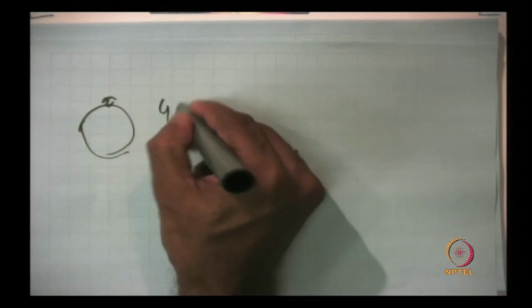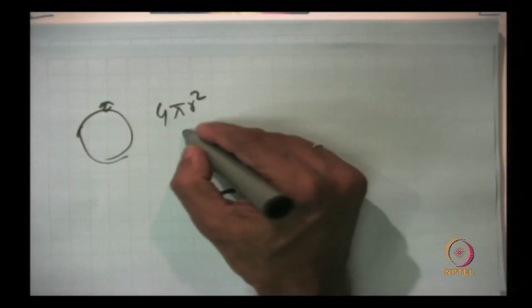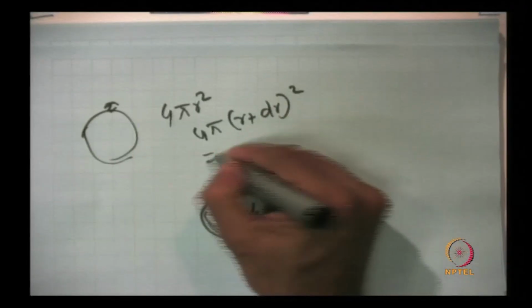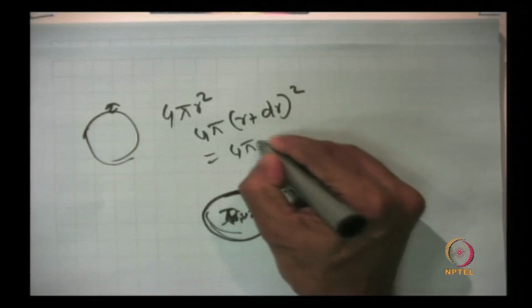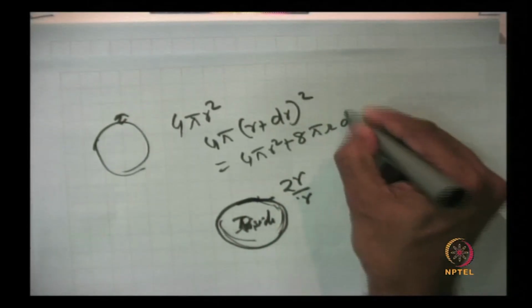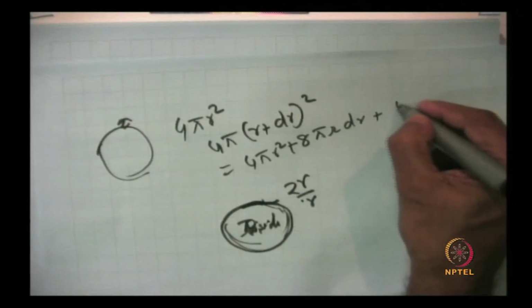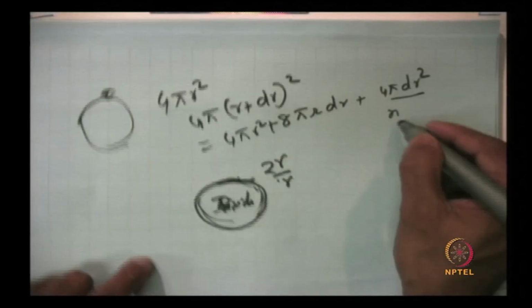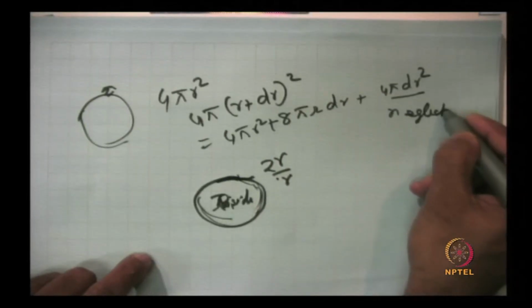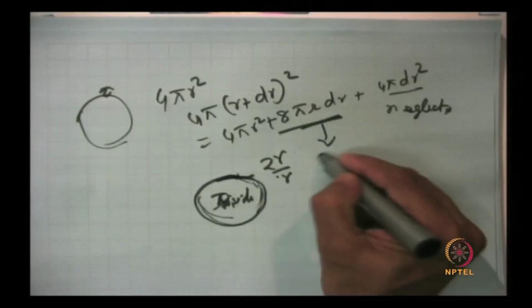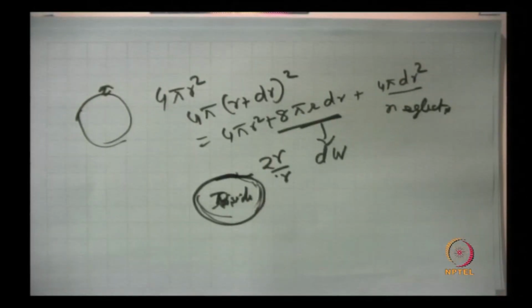It was 4 pi r square, now the area will become 4 pi (r plus dr) square, which will be 4 pi r square plus 8 pi r dr plus terms involving 4 pi dr square, which can be neglected. And therefore, increase in pressure. So, delta W will be given by dW, given by this.